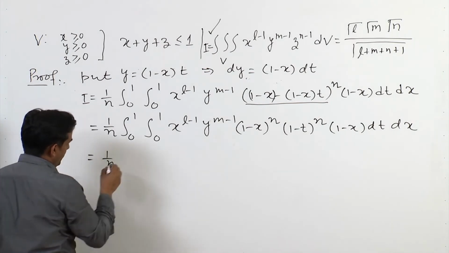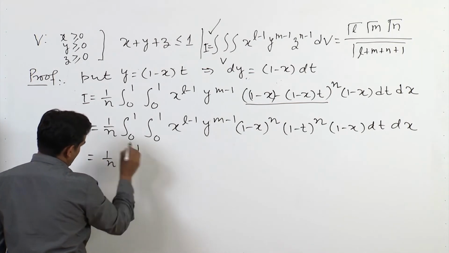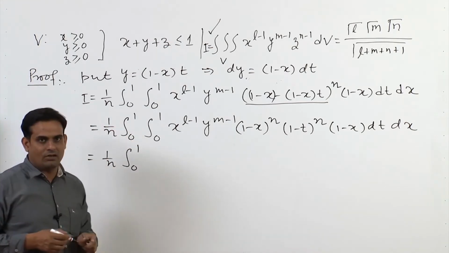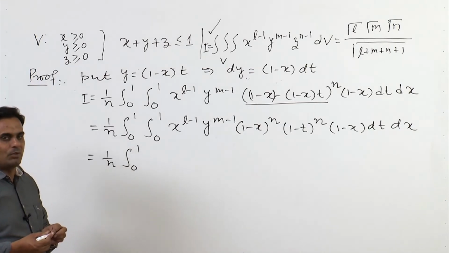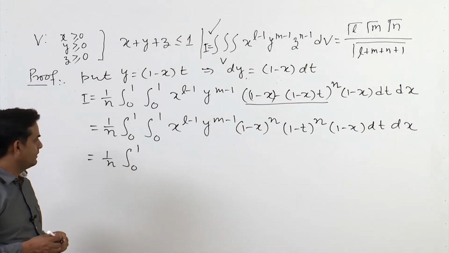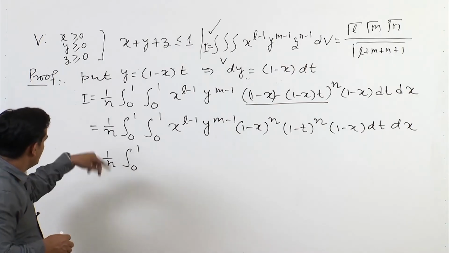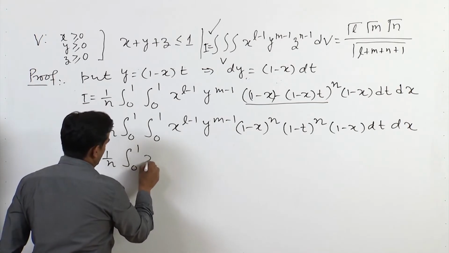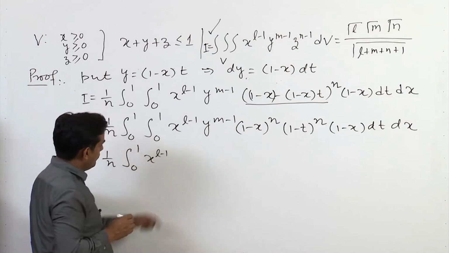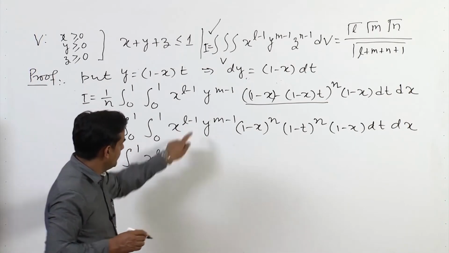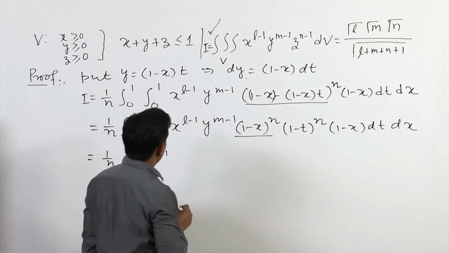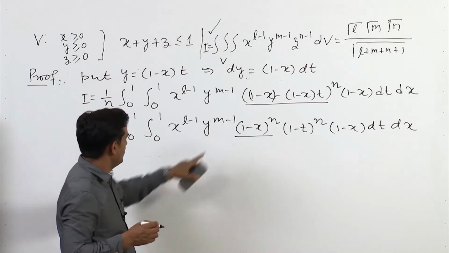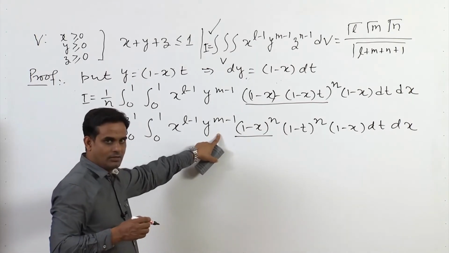1 upon n, then 0 to 1. So, by the property of double integral, since limits are constant, I can write it as the product of two definite integrals, two single integrals. So, that I am doing here. So, 0 to 1, x raised to power L minus 1, 1 minus x. One more change I need to do, I did not replace this y. So, I need to replace this y also.